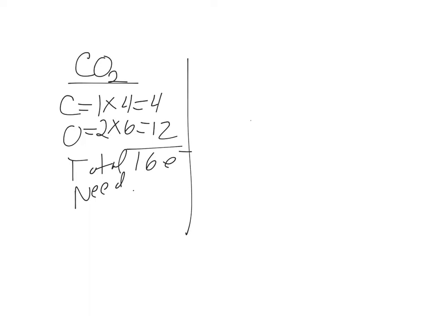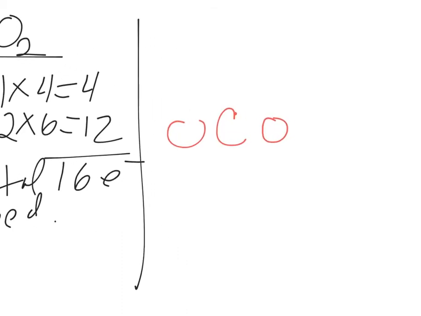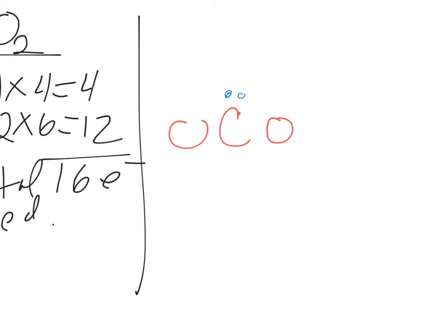Carbon is going to be the central atom. We're going to put the 2 oxygens on either side, and then we're going to put 8 electrons around all the atoms because there are no exceptions. And this is a good time to review the exceptions. The exceptions are hydrogen wants 2 electrons, and boron and aluminum want 6.